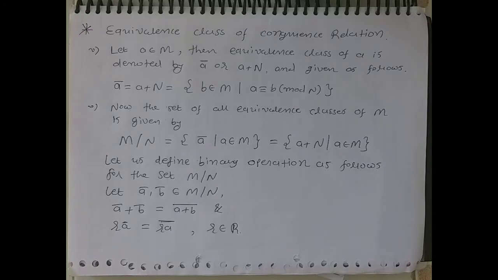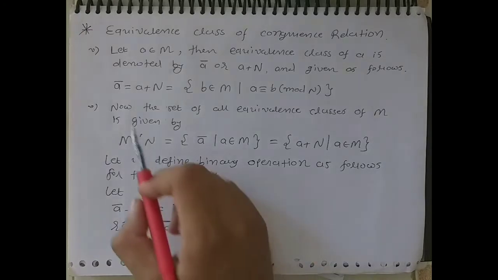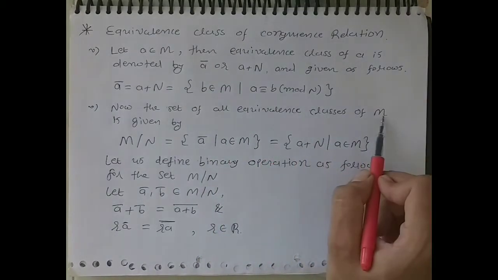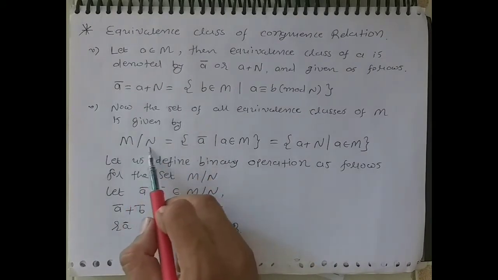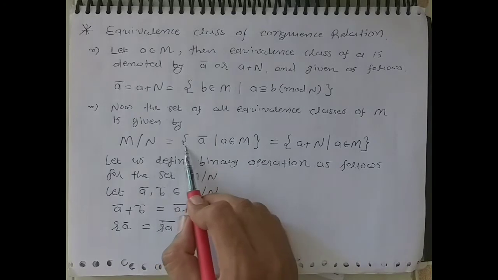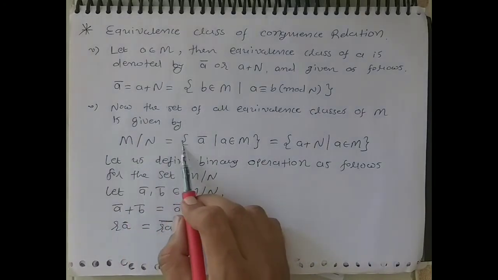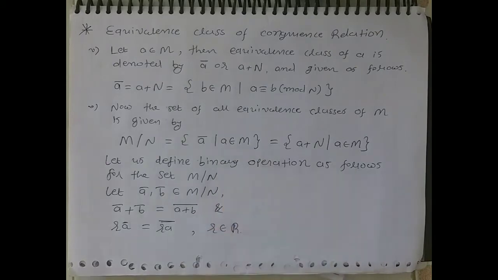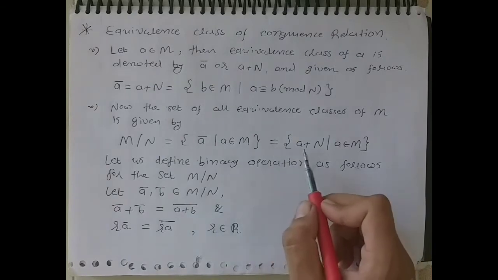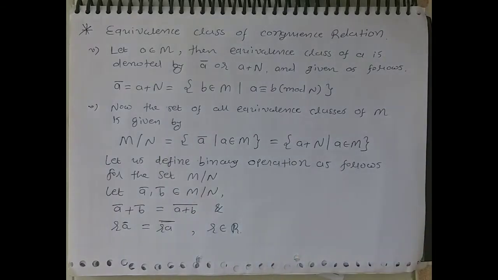Now if we consider the set of all equivalence classes of each element of M, that is, we make a whole set of the equivalence classes of all the elements inside M, this set is given by M quotient N, read as M quotient N. The set consists of all equivalence classes of elements A where A belongs to M. This is also denoted by A plus N where A belongs to M. So this is the set of all equivalence classes of M.